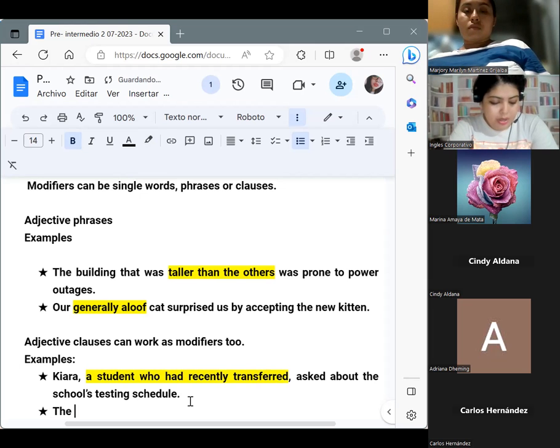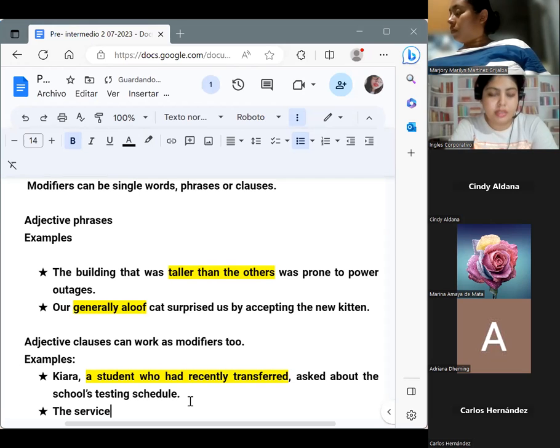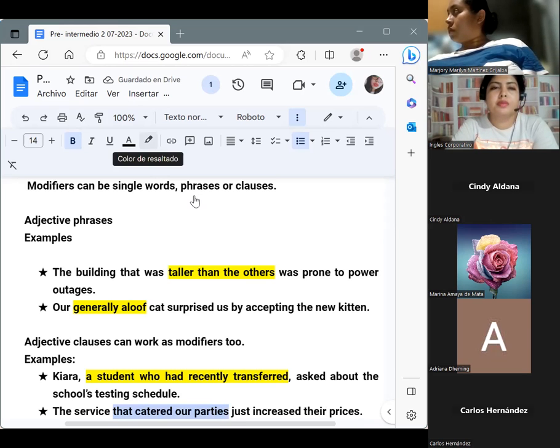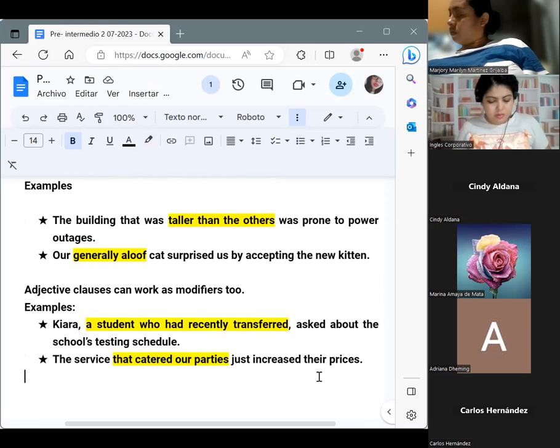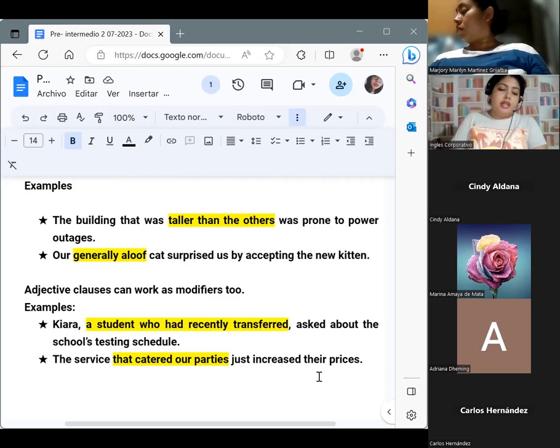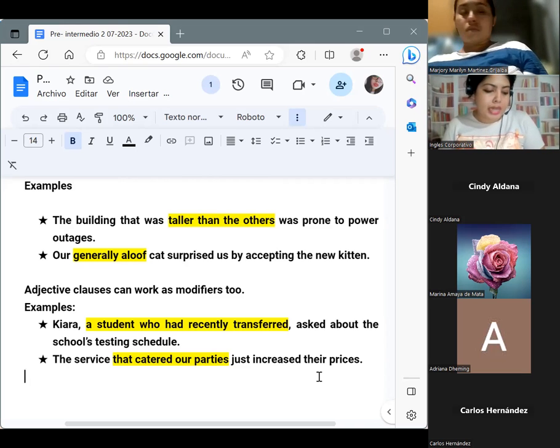And the next one: the service that cluttered our parties just increased their prices. Okay, so we have here and we mark that clutter our parties. So in this case, we have the examples of the adjective phrase and also the adjective clauses.